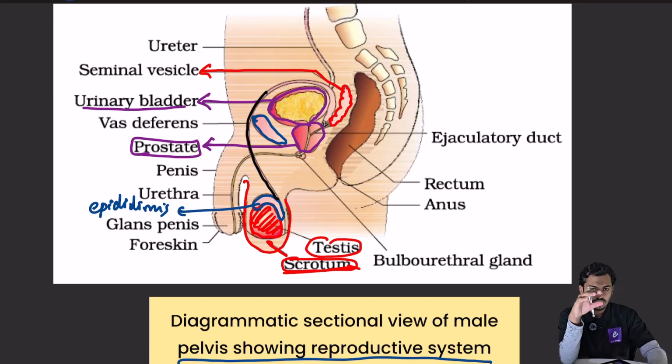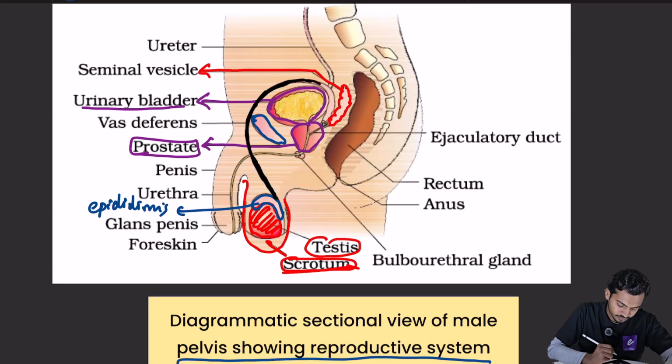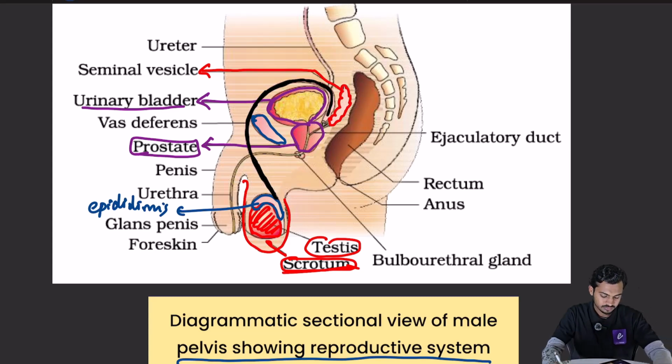Now what happens? The epididymis will continue as the vas deferens. Understood? So what will this vas deferens do? It will go up. It will go into the pelvic region. It will go around the urinary bladder, and then it will come behind the urinary bladder. You can see this black tube. This black tube is the vas deferens.